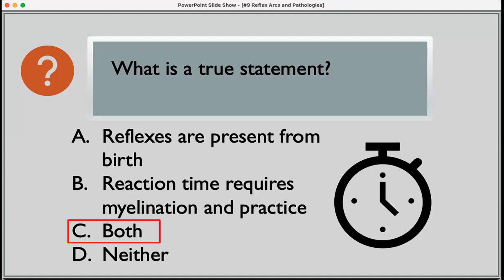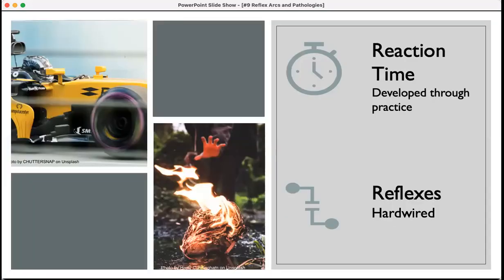Corneal reflexes, of course, if anything comes close to your eye, you've got to be able to protect your eyes, so that's there. Reaction time, on the other hand, requires myelination and requires practice. You can't come out of the womb and be able to walk right away. Reaction time is the example above here, which we gave in the last lecture talking about professional drivers, for instance. And then reflexes are hardwired into your body.